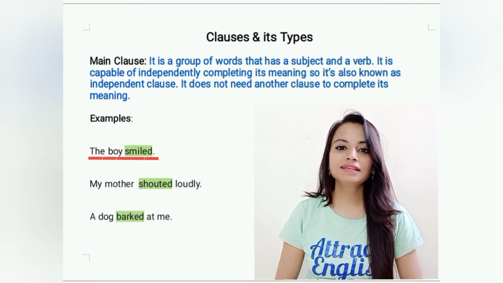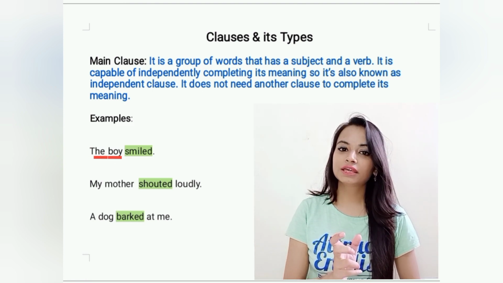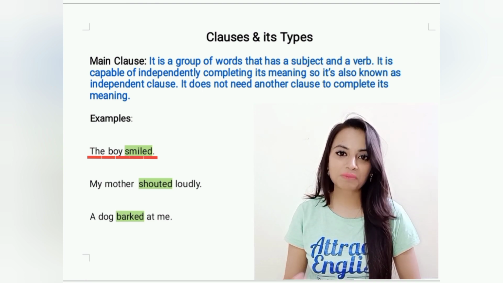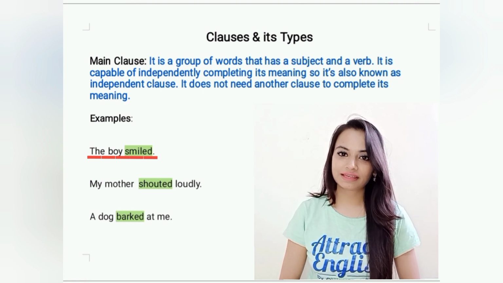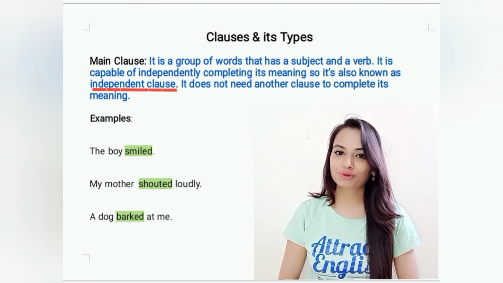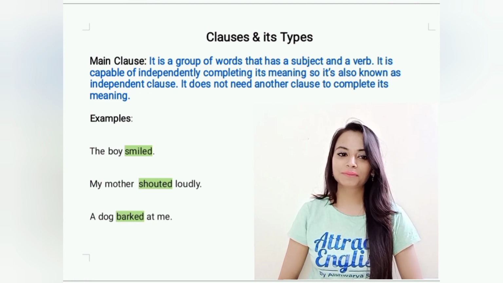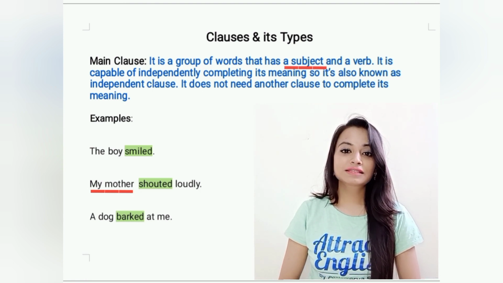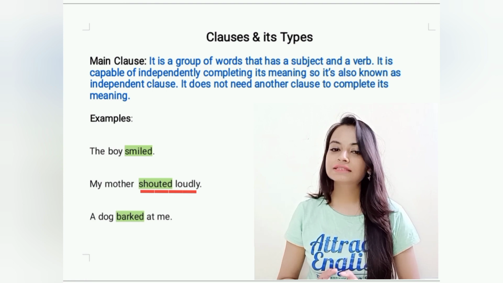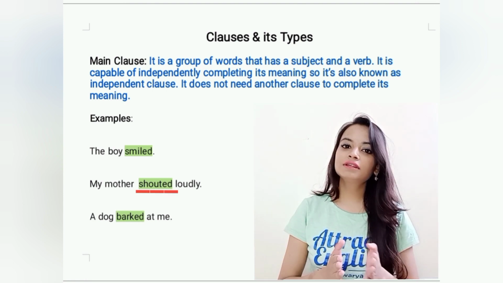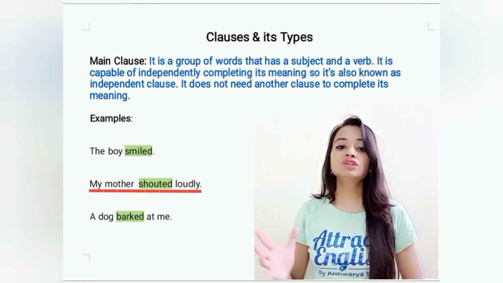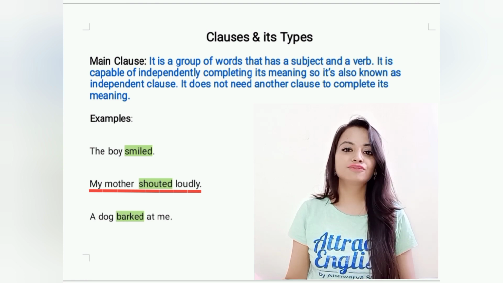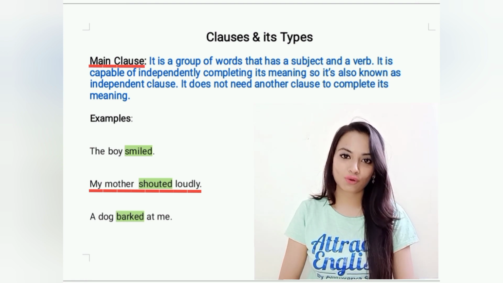First, the boy smiled. Here, the boy is the subject, smiled is the verb, and when I say the boy smiled, it is making complete sense. Therefore, it is an independent clause or a main clause. Second, my mother shouted loudly. So my mother, this is the subject. Shouted loudly is an object in which shouted is the verb, and my mother shouted loudly, this again is making complete sense. Therefore, it is also a main clause.